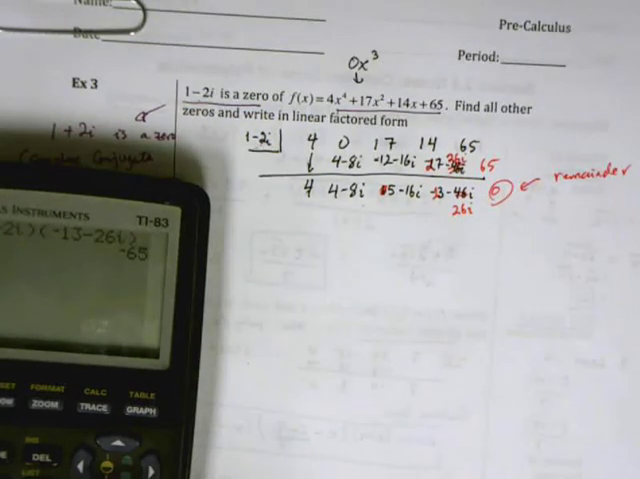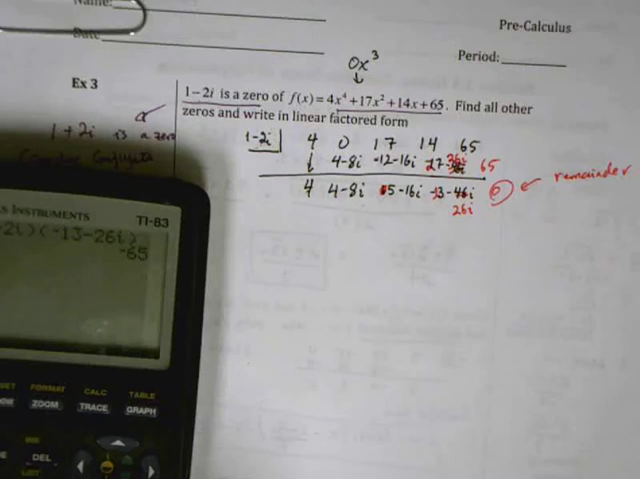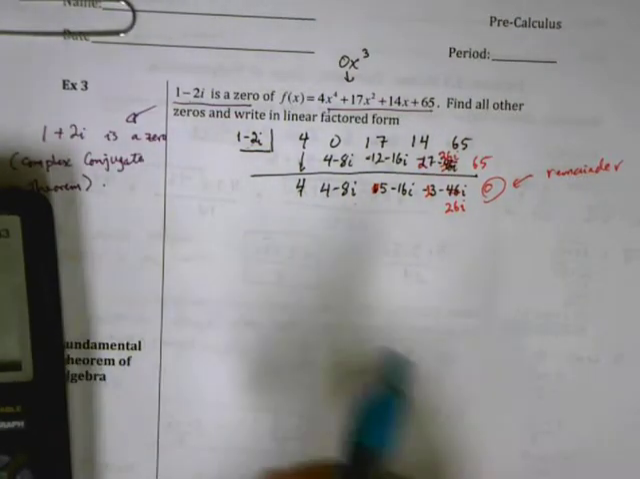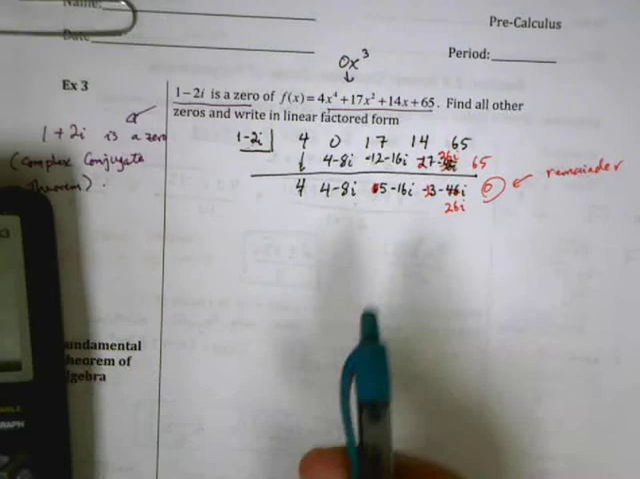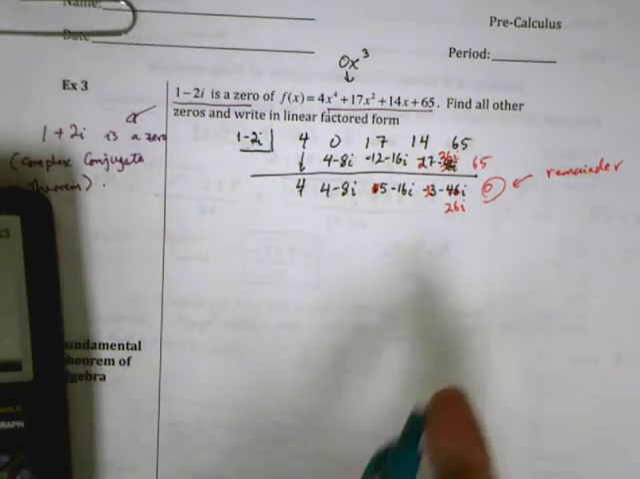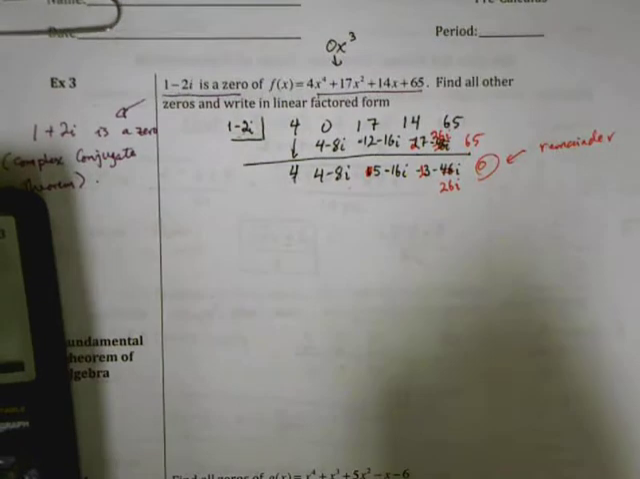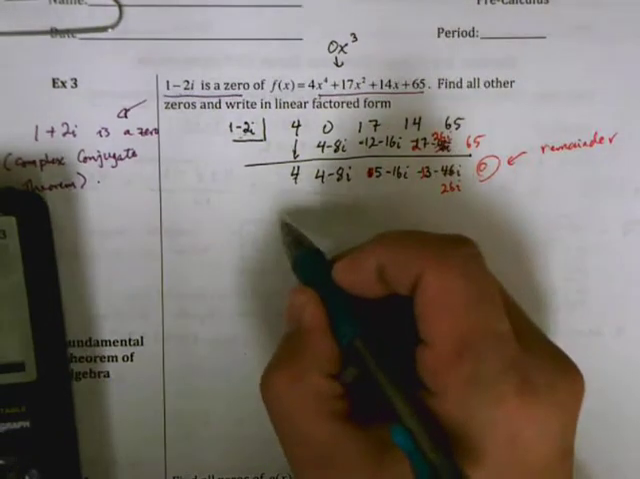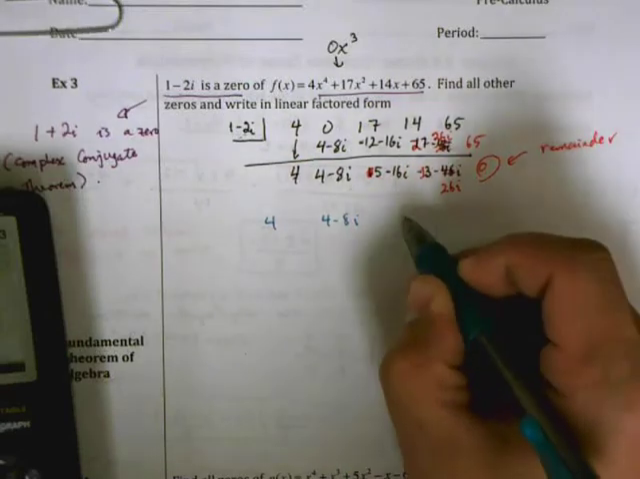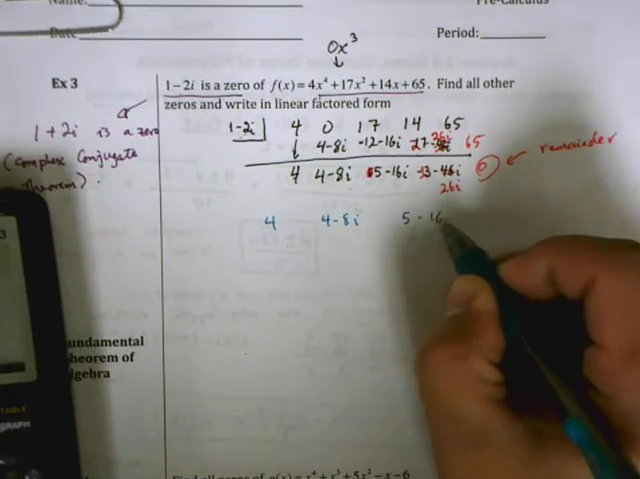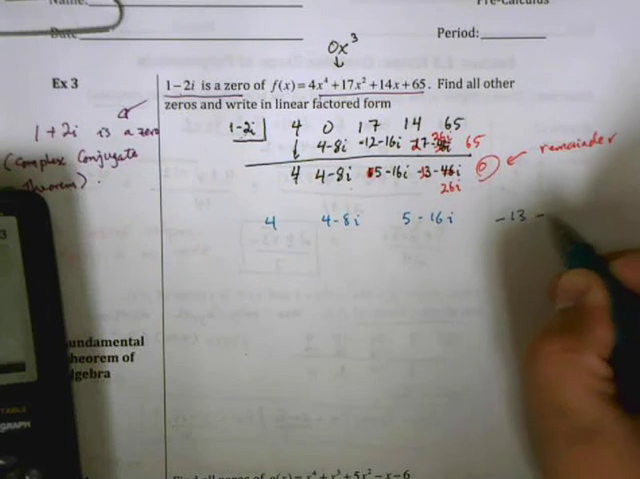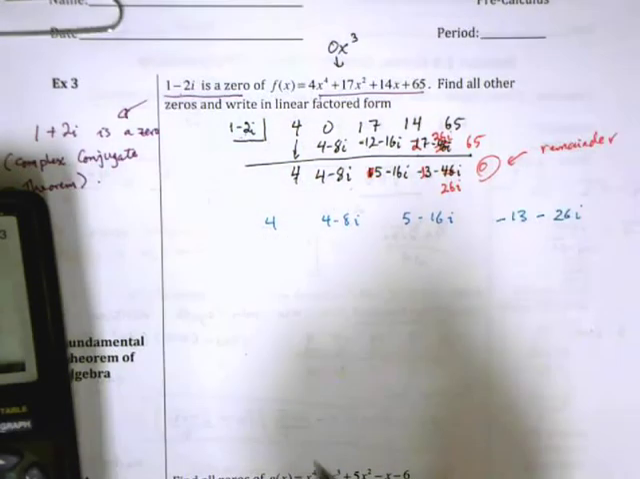Okay. Now, you see here, this intermediate step is pretty much useless, except that it helps me get to the next one. I don't want to use this at all because I've got all these imaginary numbers all over the place. So what I'm going to do here, I'm just going to rewrite this. This is 4, minus 8i, 5 minus 16i, negative 13 minus 26i.